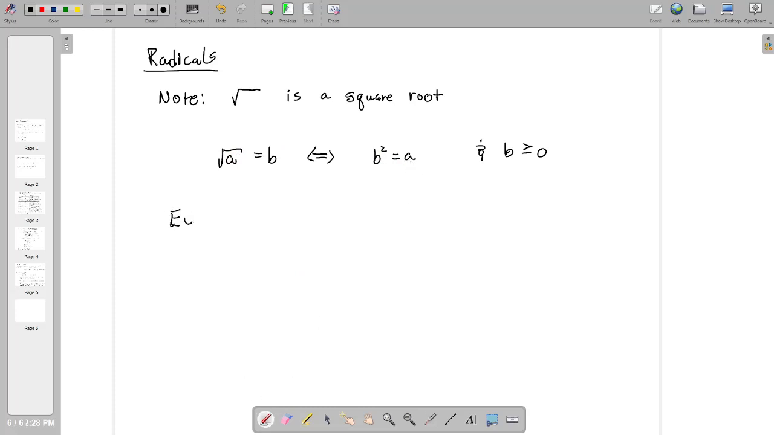Example. Square root of 16, of course, equal to 4. So square root of 16 is the number whose square is equal to 16. So the square root of 16 is 4 because 4 squared is equal to 16. Try one? Square root of 9 over 4.